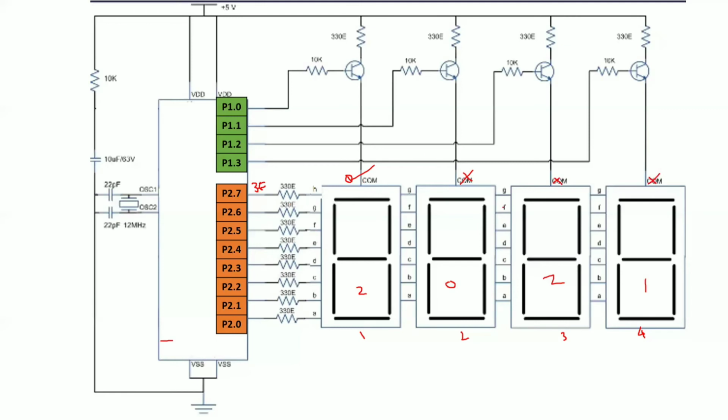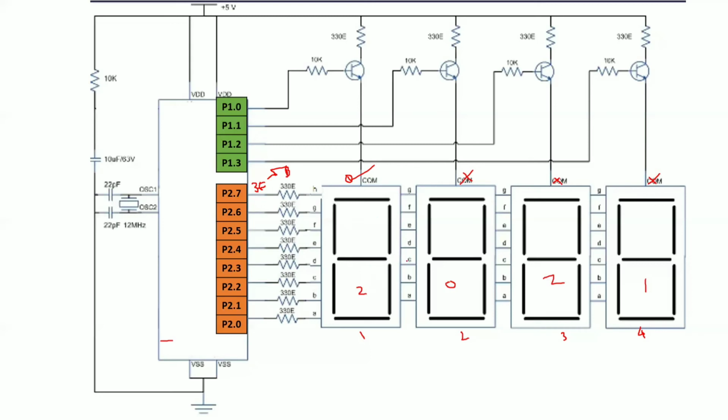Disable means whatever the value from the port 1, the value will not be received by this 7 segment display. Now you understood, right? Now if I send the 02 code, which is 5B, in this port 2, I can display the value 2 in this 7 segment display, not in any other. Why? Because I have disabled all the remaining 3 displays except the first display.